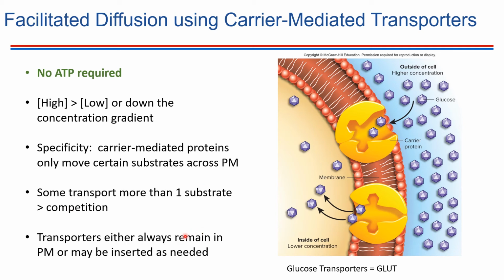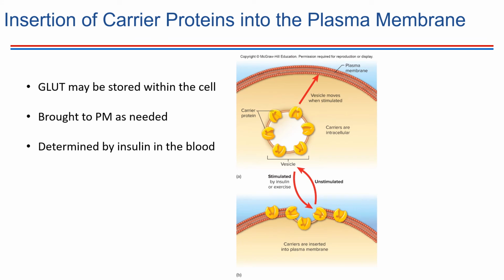The transporters either always remain in the plasma membrane or they may be inserted as needed. So these proteins right here sometimes exist in the cell, and then when we need them to come to the surface, they'll come out here. And we're going to show you how that happens. So these glucose transporters that I talked about before are a perfect example of that. If this was in your muscle or an adipose cell, this would be a GLUT4 transporter.